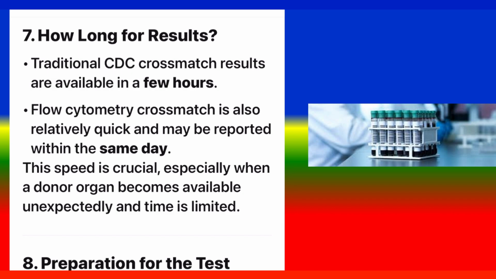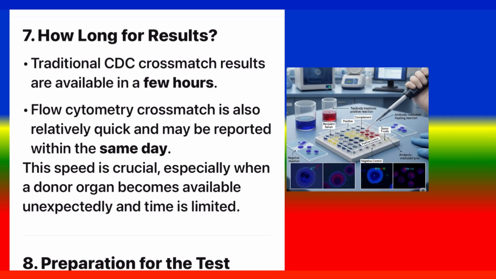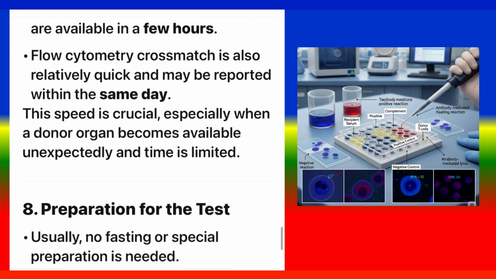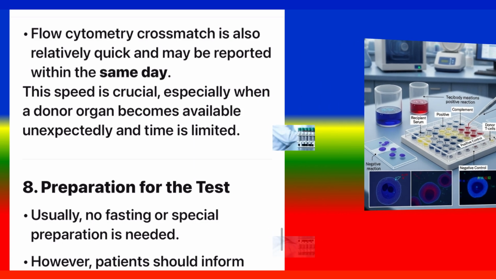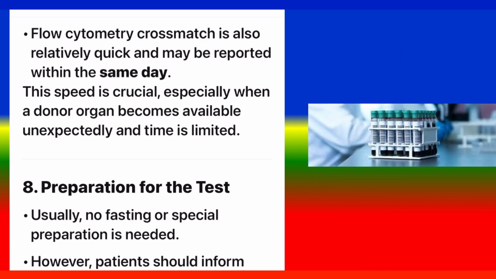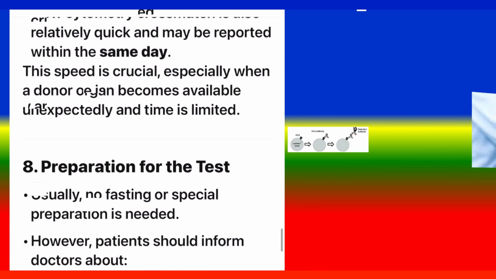7. How long for results? Traditional CDC crossmatch results are available in a few hours. Flow cytometry crossmatch is also relatively quick and may be reported within the same day. This speed is crucial, especially when a donor organ becomes available unexpectedly and time is limited.